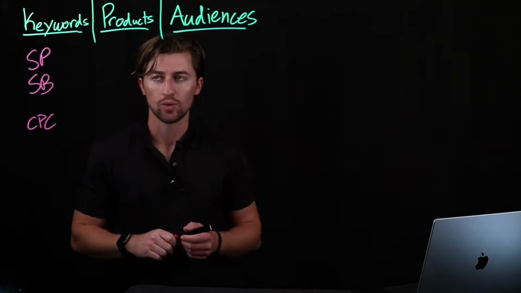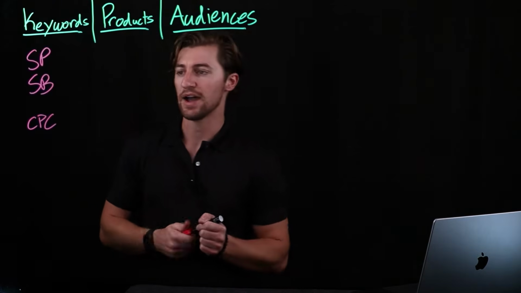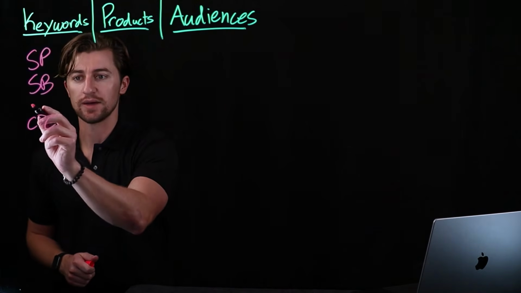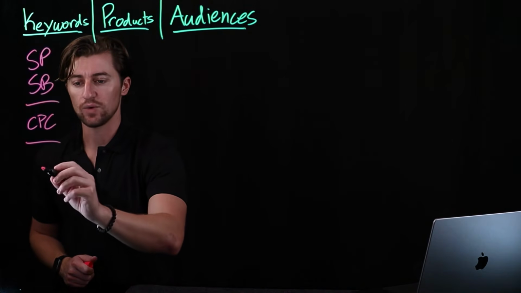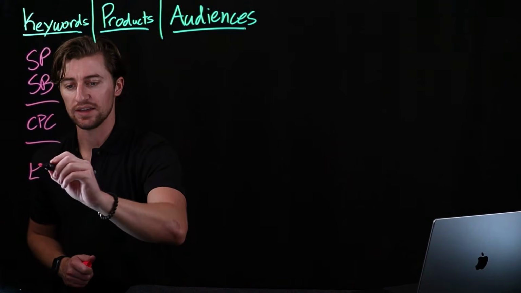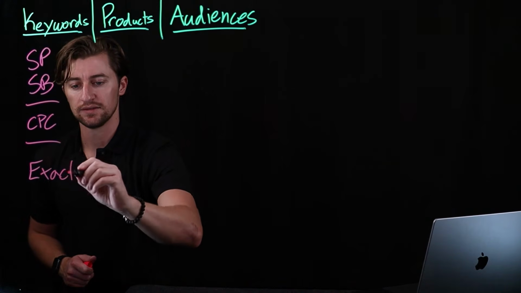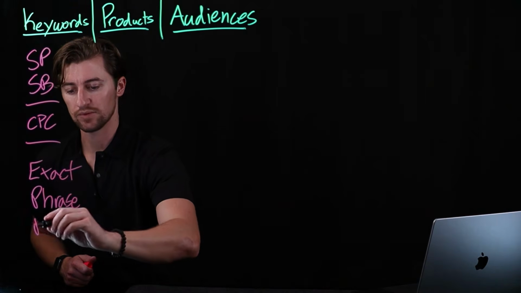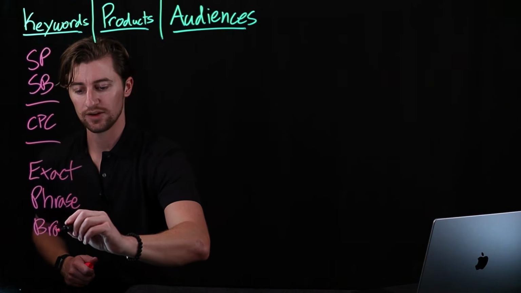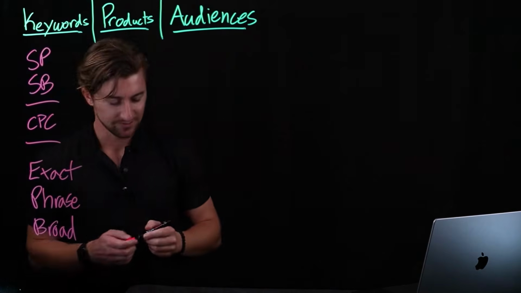Within keywords, we also have the ability to control match types. So we've got our campaign types, our cost is going to be cost per click, and then we also have our match types. We have exact, phrase, and broad.